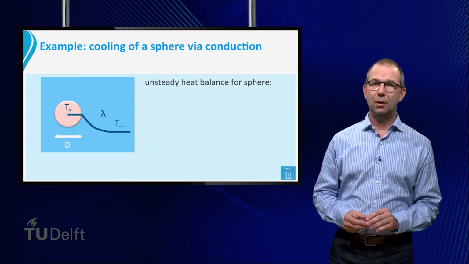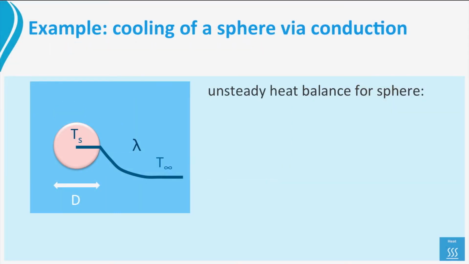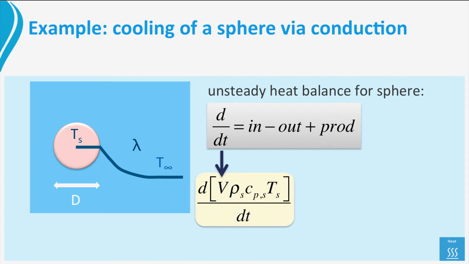To find the cooling down, we set up an unsteady heat balance with the sphere itself as the control volume. As always, we start with the general form of the balance and go over it term by term. The present case is unsteady. The sphere is cooling down. Thus, the left-hand side is non-zero. It actually keeps track of the loss of thermal energy in the sphere. This energy is given by the volume of the sphere times the product of the density and the specific heat times the actual temperature of the sphere, T sub S.